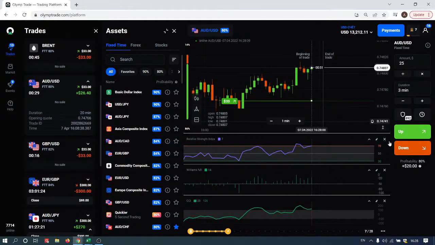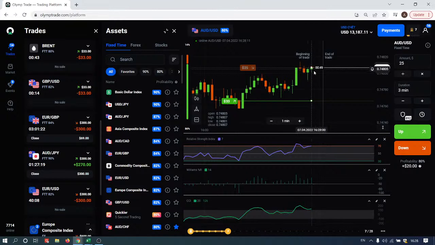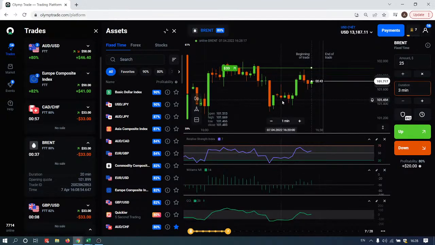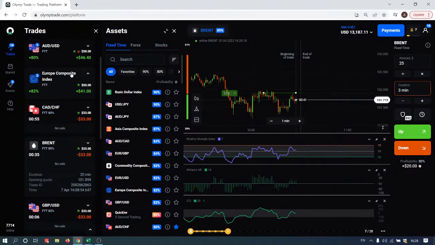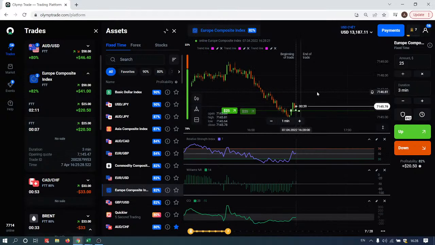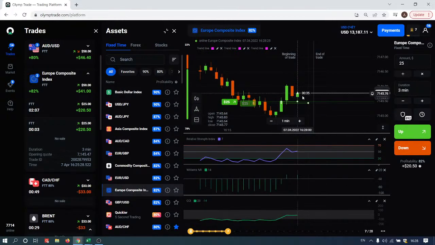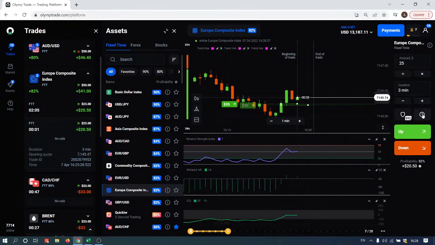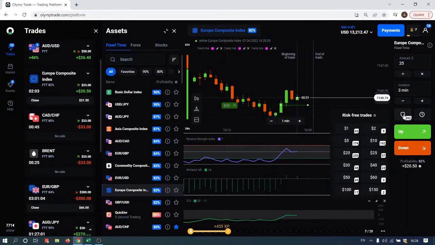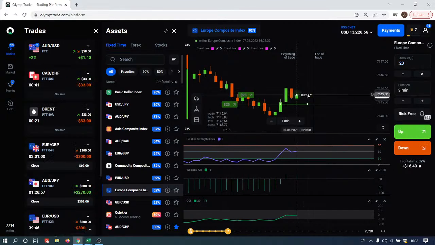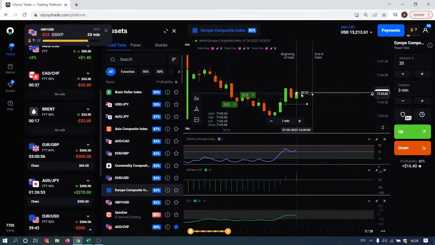Yes, I want to open a trade downwards here. Now the 3-minute duration. Brent also closes, but probably it's not going to be enough. And so the Europe Composite Index, this trade closed with a profit as well. Nice. And I want to go ahead and open another risk-free trade now with a duration of 3 minutes, and the amount is $20.